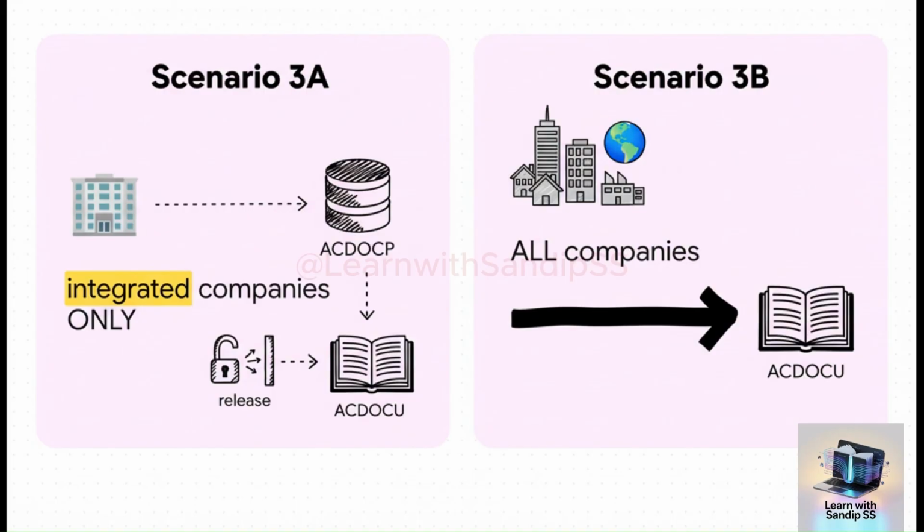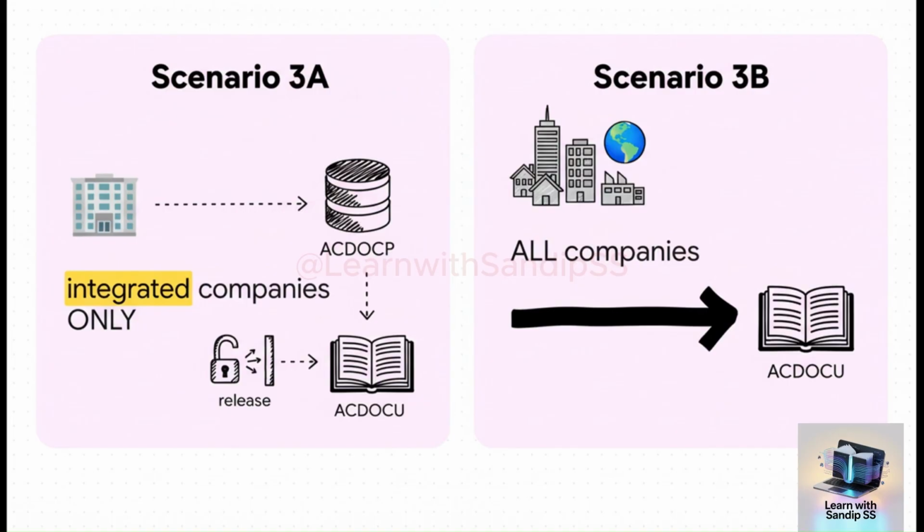And real quick, you're going to see ACDOCP. That's the table for your day-to-day operational plan data. Then you'll see ACDOCU. That's the big one, the Universal Journal for Group Reporting. Got it? Okay, so on the left, you've got Scenario 3A. This one is only for your integrated companies. The plan data gets written back to that operational table, ACDOCP, and then you need a final release step to push it into the group journal, ACDOCU.